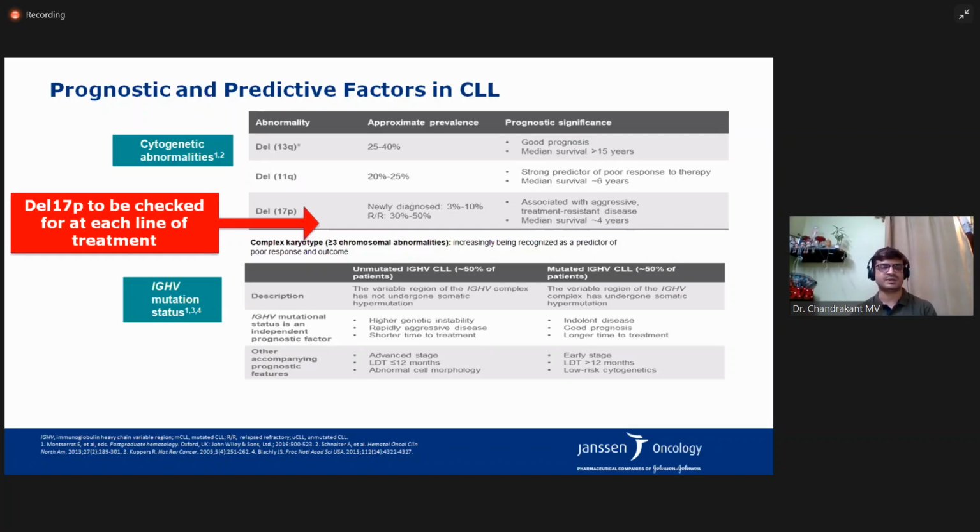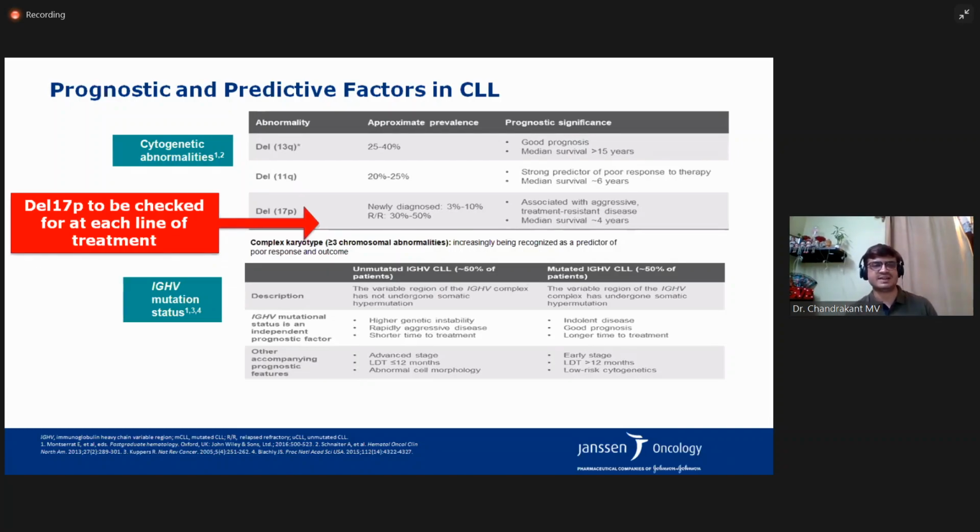If you look into the types of cytogenetic abnormalities, deletion 13q is seen in approximately 40% of patients, and it imparts a good prognosis, with median survival crossing 15 years. So deletion 13q is a good subset. And then we have deletion 11q, which is seen in around 25% of patients. It's a strong predictor of poor response to therapy, and the median survival is approximately 6 years.